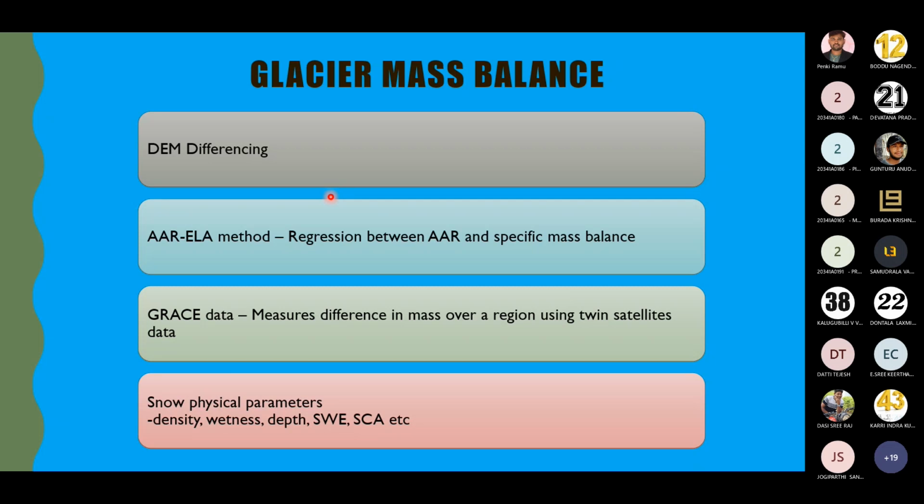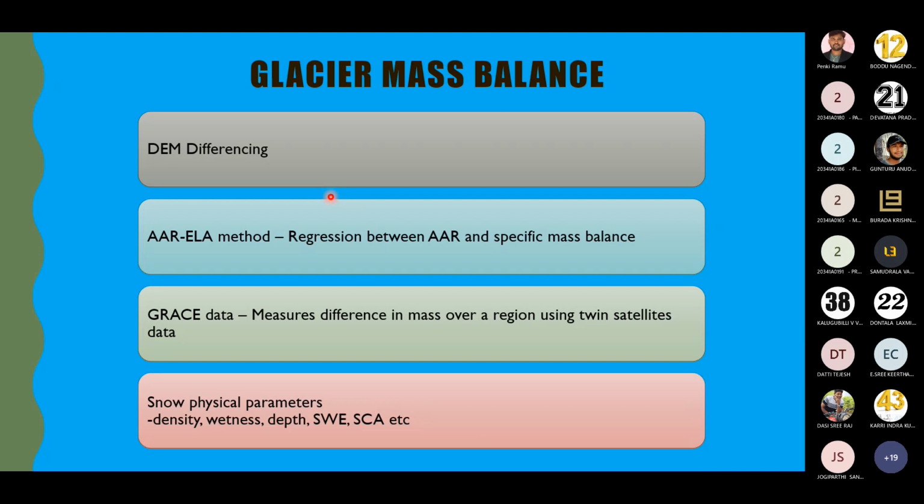This glacier mass balancing can be done with the help of DEM differencing. DEM means digital elevation model, which is again a product of remote sensing. By retrieving digital elevation models in different time frames, and by subtracting these digital elevation models, we can calculate how this glacier mass is changing.